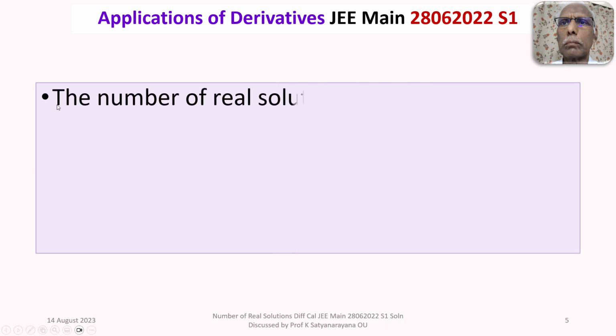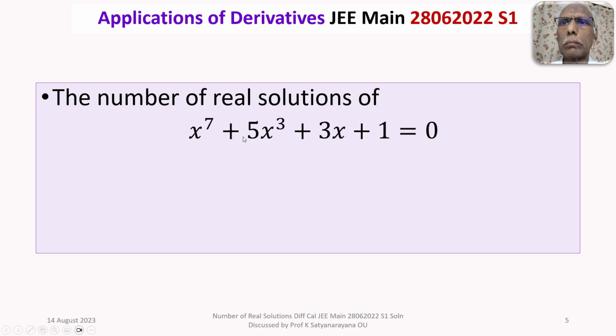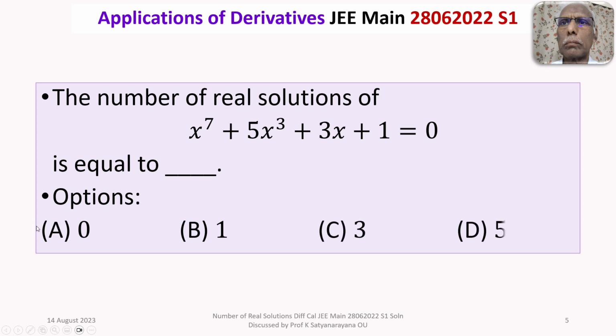The given question is: the number of real solutions of x to the power of 7 plus 5x cube plus 3x plus 1 is equal to 0 is equal to. We are given 4 options. Option A 0, option B 1, option C 3, option D 5. Required to find the number of real solutions of this equation.